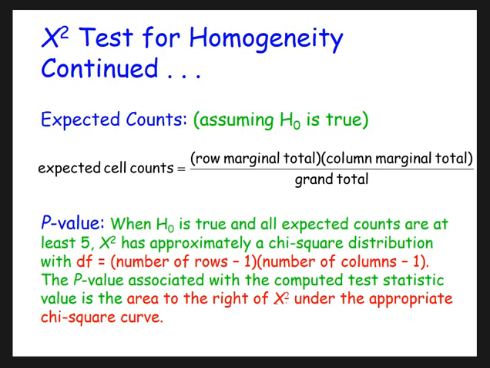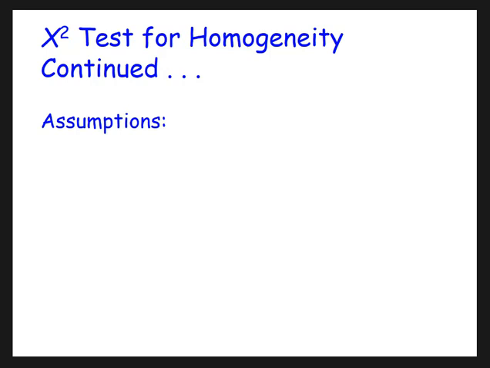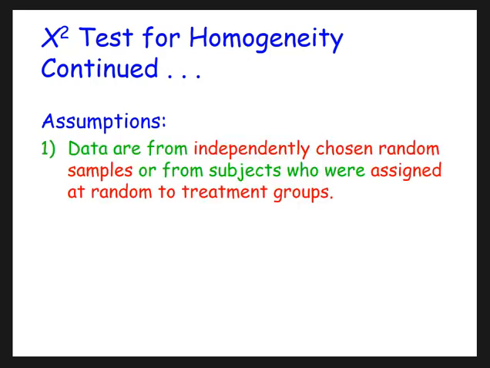Our degrees of freedom is the number of rows minus 1 times the number of columns minus 1. So this is a 3x4 table. There are 3 rows: soccer players, non-soccer players, and non-athletes. And there are 4 columns: 0 concussions, 1 concussion, 2, and 3 or more. So this would be 2 times 3, or 6 degrees of freedom. So we would look up 6 degrees of freedom and use the appropriate alpha value to find our critical value.